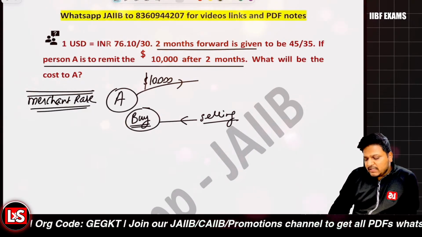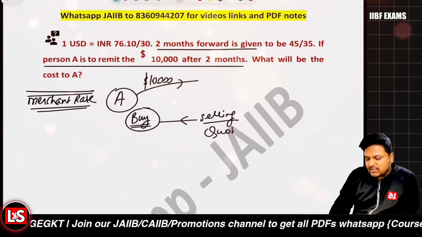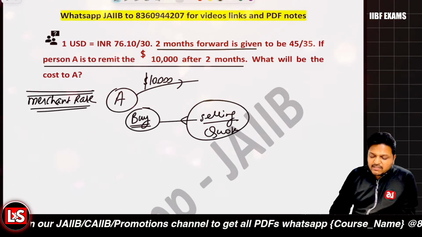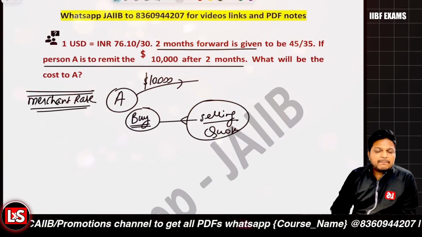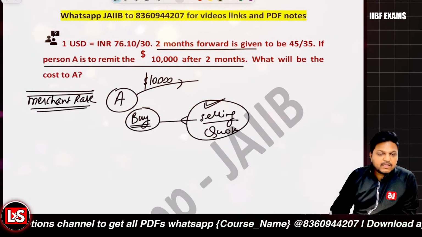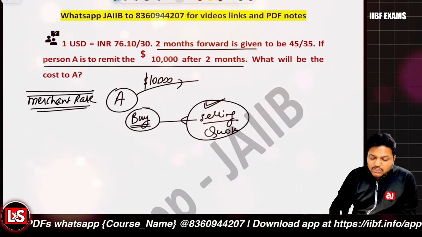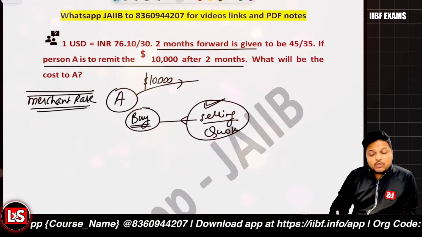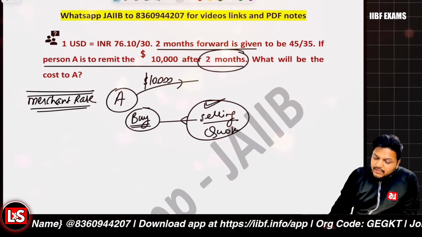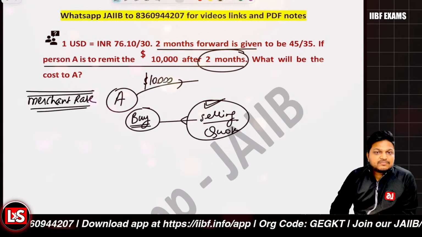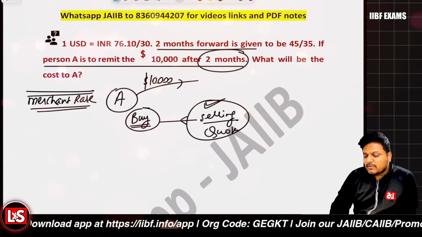So the bank will be giving what quote? The bank will be giving the selling quote. And when the bank is giving the selling quote, the selling rate would be applicable. This will be prevailing. The selling rate will be applicable. And also the customer wants to remit the money after 2 months, not today. It's after 2 months, so we are to go for the forward rate.